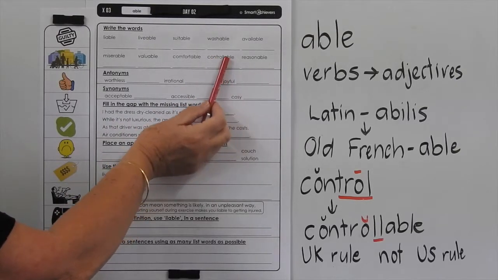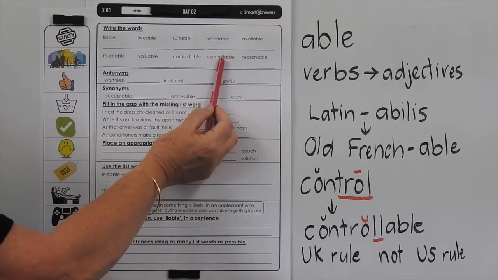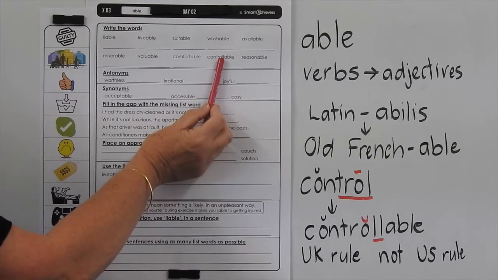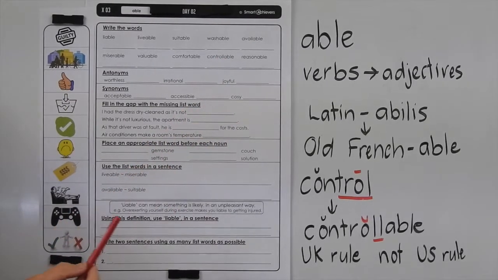Now controllable, remember, the accent is on the second syllable, so that means we're doubling the L. That's a British rule, and if you're using American English, it wouldn't apply.